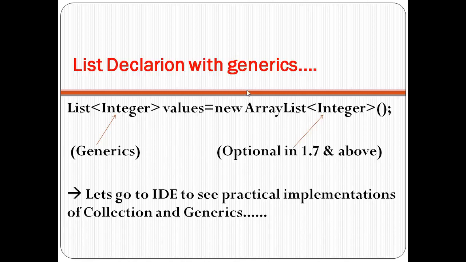So, list declaration with generics. How can we declare list? List of Integer values is equal to new ArrayList of Integer. So this Integer is the generics, and on the right side, the Integer is optional in 1.7 and above. Now this is all about the theoretical discussion of collections and generics. And now let's go to the IDE to see the practical implementations of collections and generics.